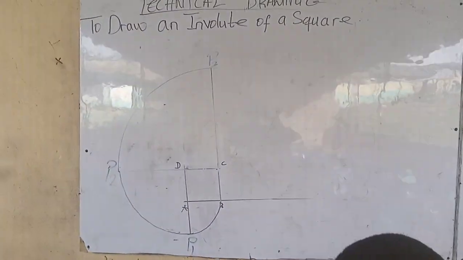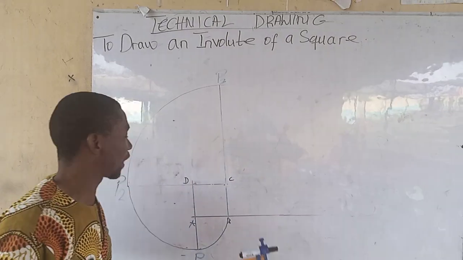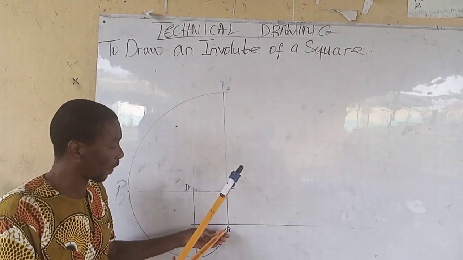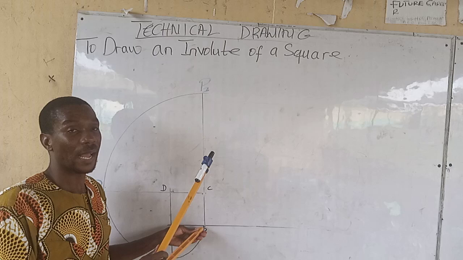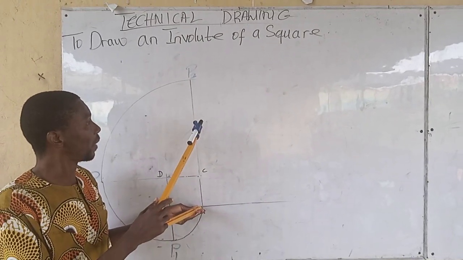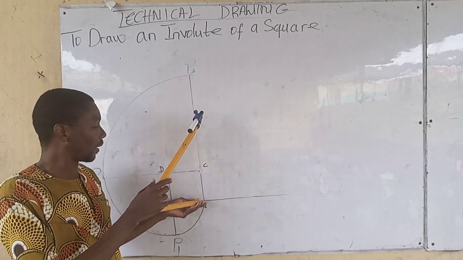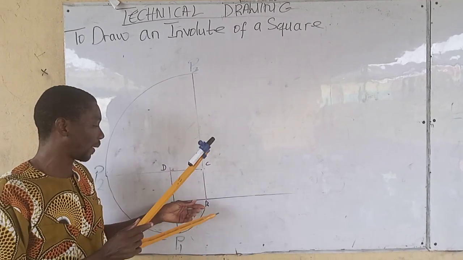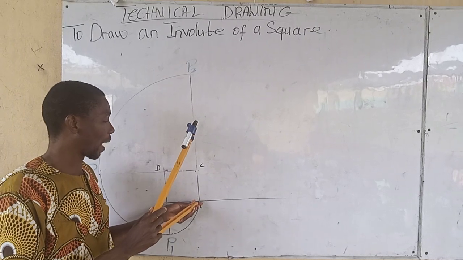Very good. So at this point you use B as your center and radius BP3.